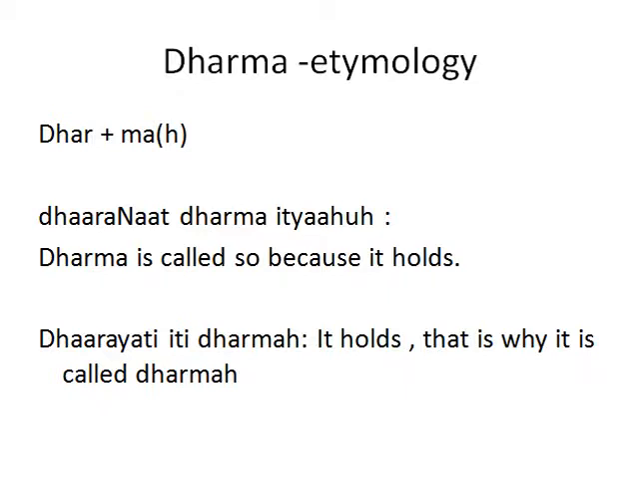Dharanat dharma iti ahuhu. Dharma is called so because it holds. Dharayati iti dharmaha. It holds, that is why it is called dharma. Or the etymology is given to the word dharma. So, if you want to look at the word dharma from its etymological point of view, from the way the word is formed, it means the one that is holding, or the one that holds.